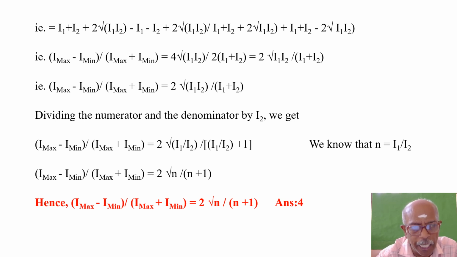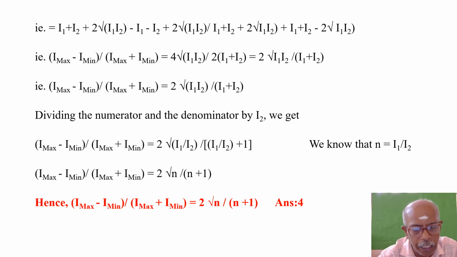Below there is 2 and above there is 4. So 2 ones are 2, 2 twos are 4. Cancelling them, we get 2 into square root of I1 I2 divided by I1 plus I2. Okay? Now, of course, this is the LHS. That is equal to 2 into root of I1 I2 divided by I1 plus I2.